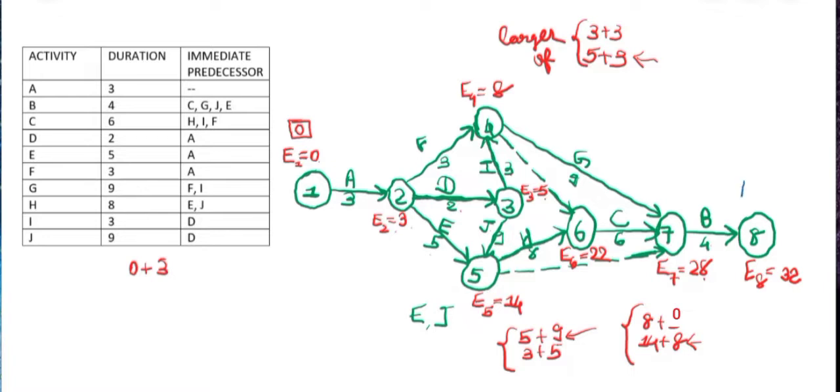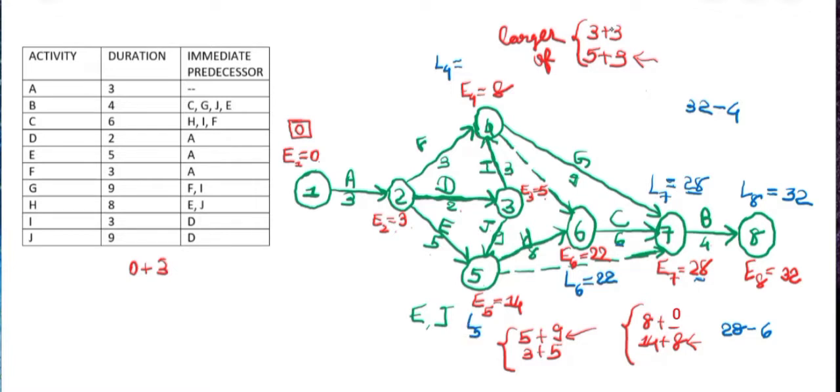Now we'll find the latest occurrence time. For this you will have to start from the last node, and L8 will be same as E8, so it will be 32. Now we'll just subtract the duration, that is 32 minus 4. So it will be 28. Then for L6 we'll see L6 will be 28 minus 6. So it will be 22.